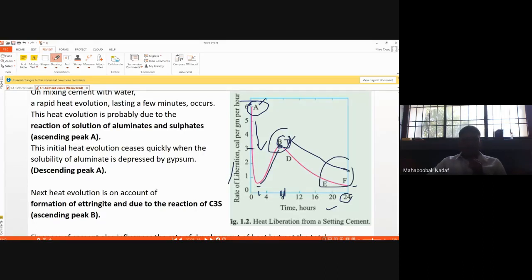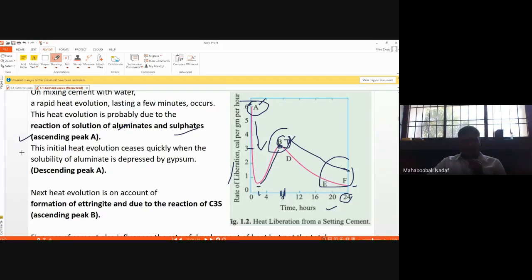See here. The first rapid heat of hydration is due to which one? Aluminates and sulfates. That is why we have written ascending peak A. This ascending peak, the sudden heat, is due to the reaction of aluminates and sulfates in water. What are the aluminates? C3A, C4AF. Remember the Bogue's compounds, no? C3A, C4AF, those are the aluminates. So that is why they react first, so more heat.